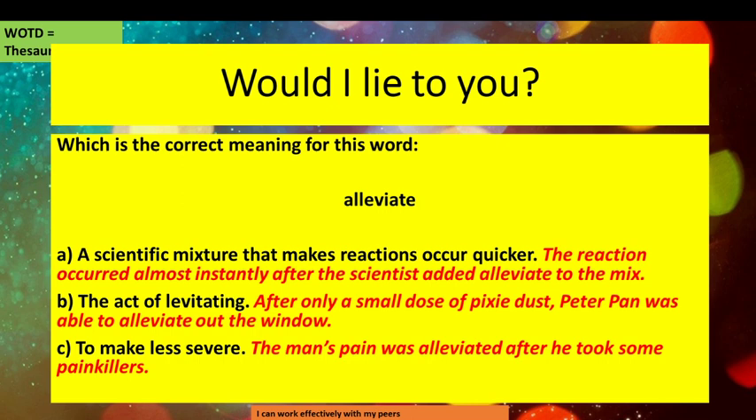So hopefully you've decided whether you think it's A, B, or C. And I can tell you that alleviate means to make less severe. So the sentence with the correct definition was, the man's pain was alleviated after he took some painkillers. Okay, let's move on to starting to think about suspense writing.